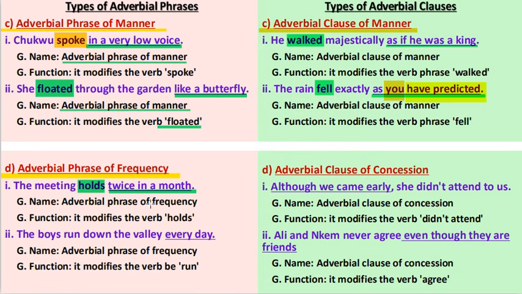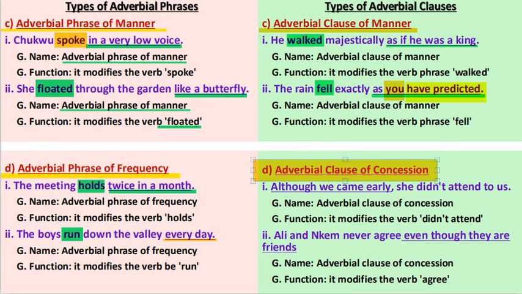The second example here is: the boys run down the valley every day. Every day is an adverbial phrase of frequency, and it modifies the verb run. How often do the boys run down the valley? We will say every day. So it modifies the verb run. Let's come back to adverbial clauses. Then in example D, we have adverbial clause of concession.